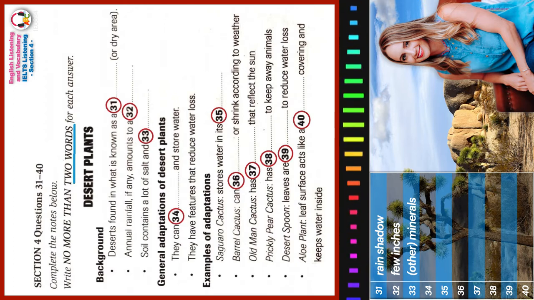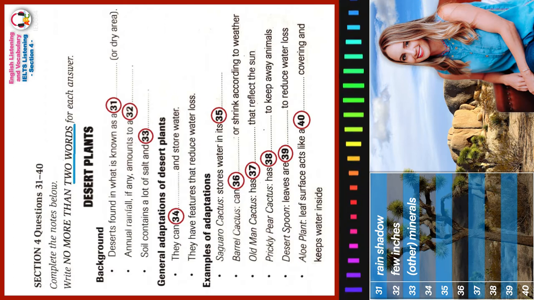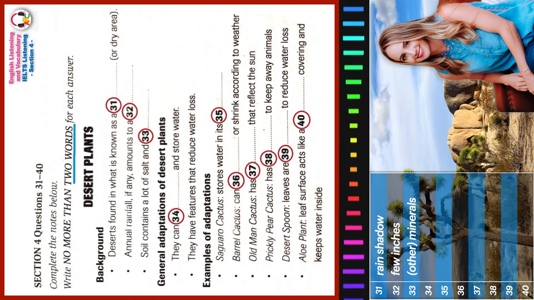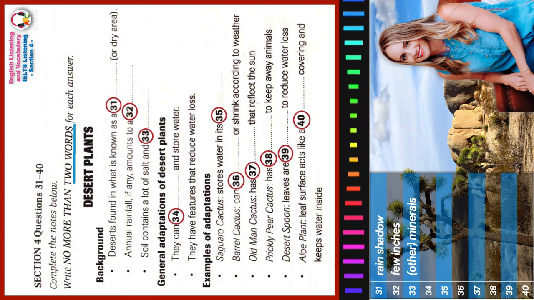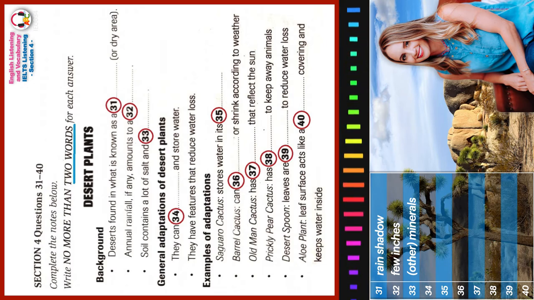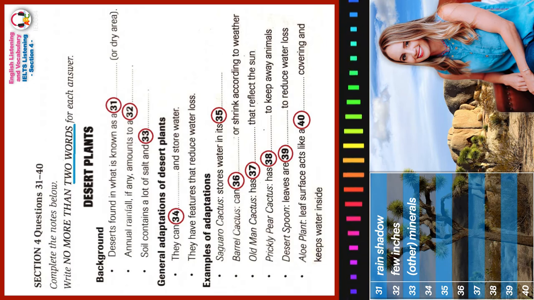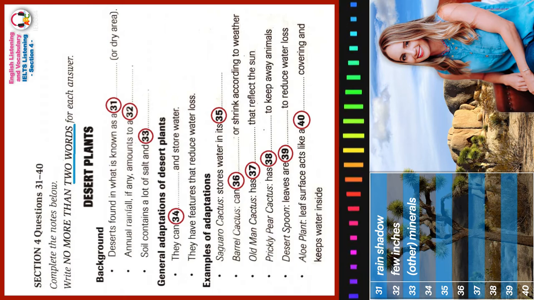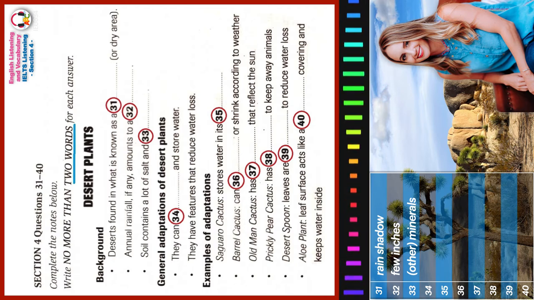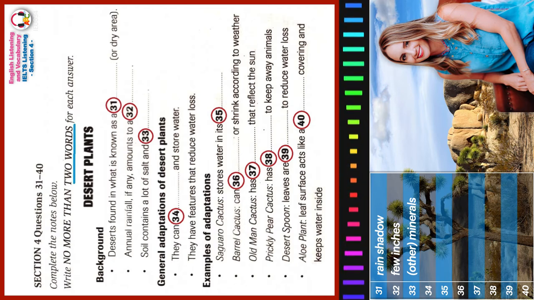So, how do plants grow in a place that's so dry? Well, they're specially adapted to do this. In fact, many of the fascinating features of desert plants are adaptations. These are traits that help the plant survive in its harsh environment. And desert plants have two main adaptations.